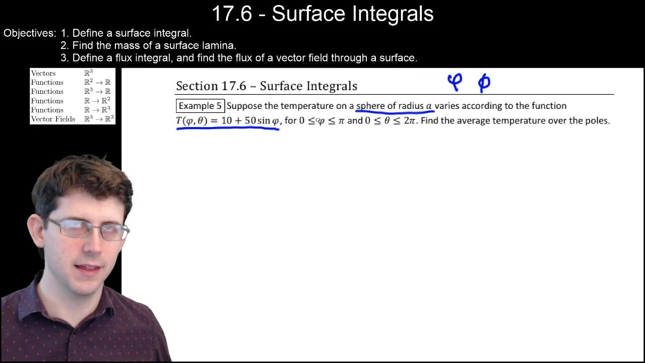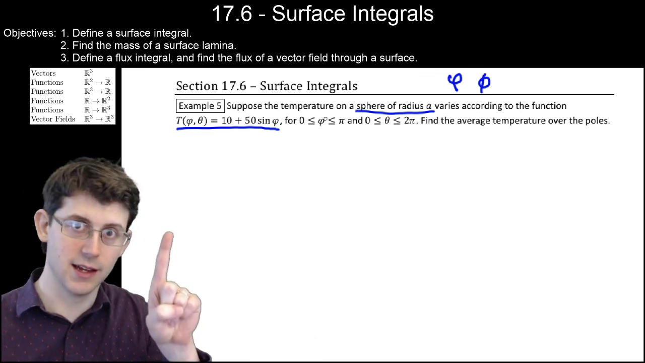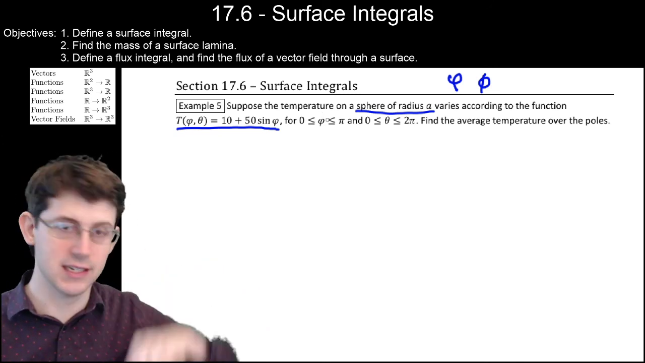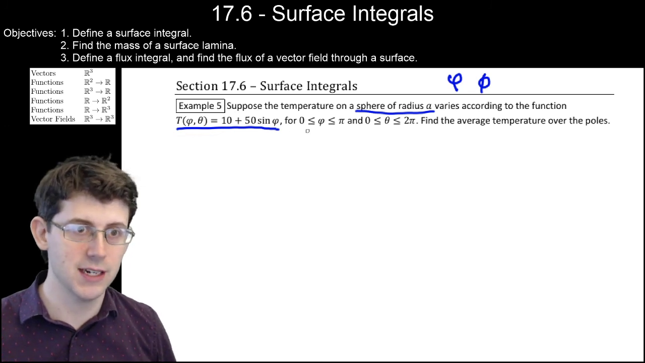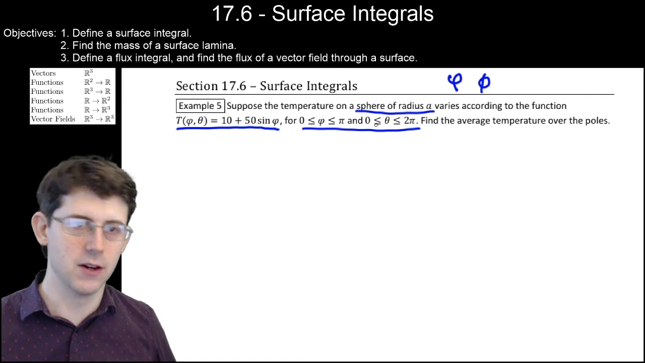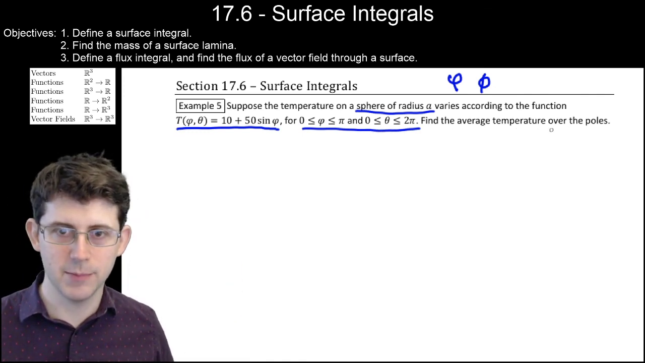They represent the latitude in spherical coordinates, where 0 degrees is the North Pole, and pi, 180 degrees, is the South Pole. So this is saying the temperature of the sphere is given by this function, and we're looking at the entire sphere, all the way from North Pole to South Pole, and all the way around longitude-wise. Find the average temperature over the poles.